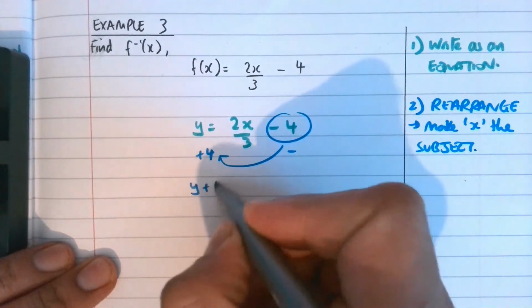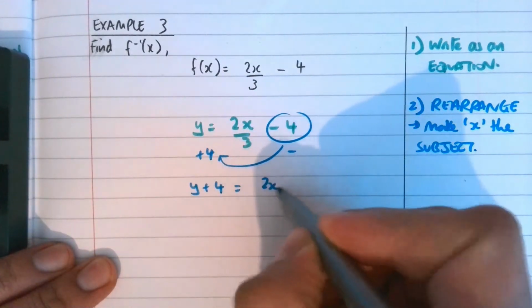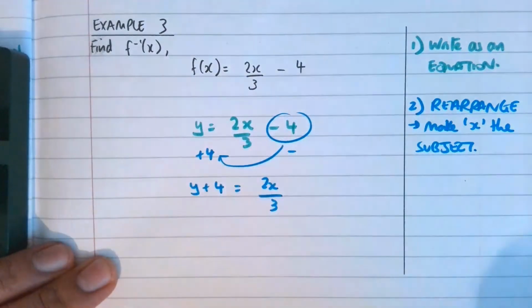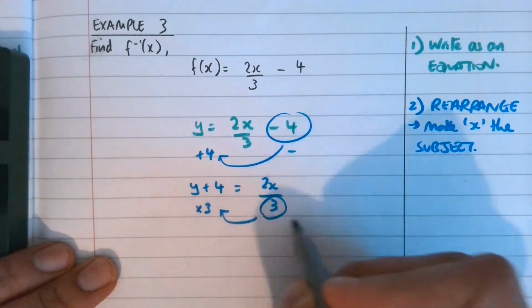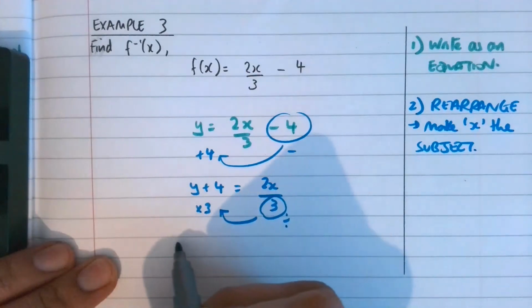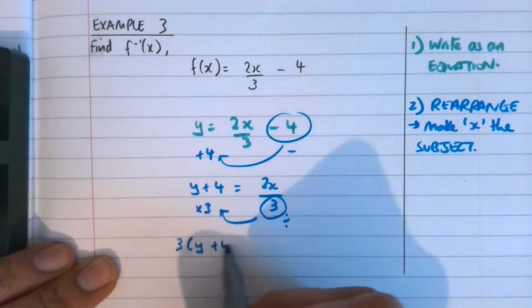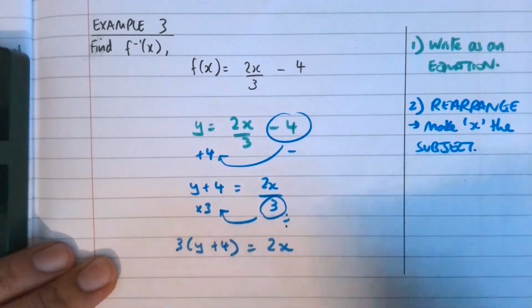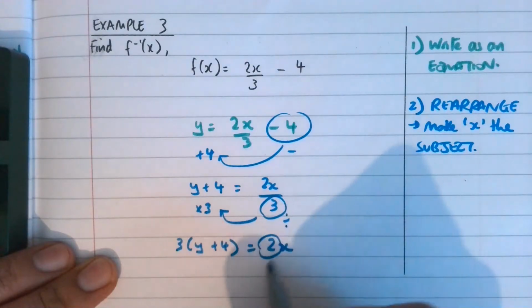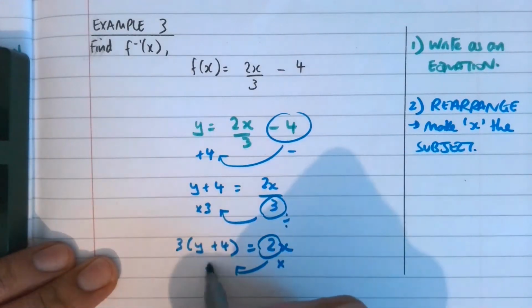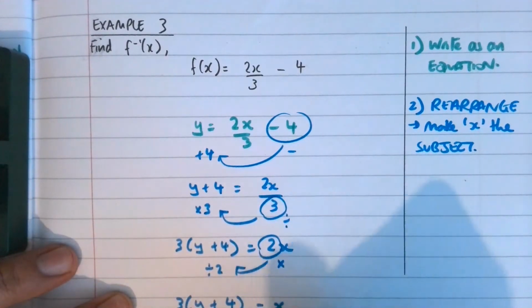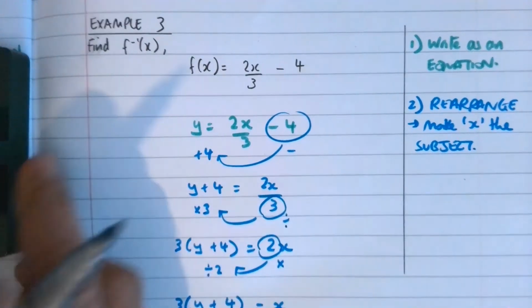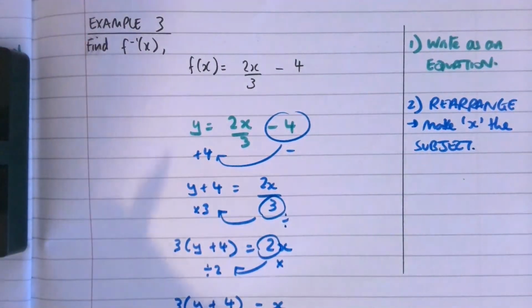Then we're going to move the dividing 3. The fraction makes it a little complicated. So starts as a divide, ends as a times. So y plus 4 gets multiplied by 3, which is 2x. Then we move the 2, starts as a times, ends as a divide. x equals 3 brackets y plus 4 all over 2.